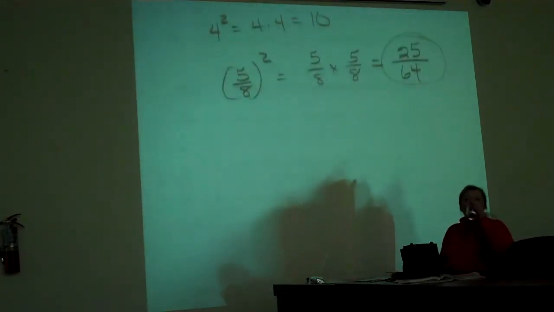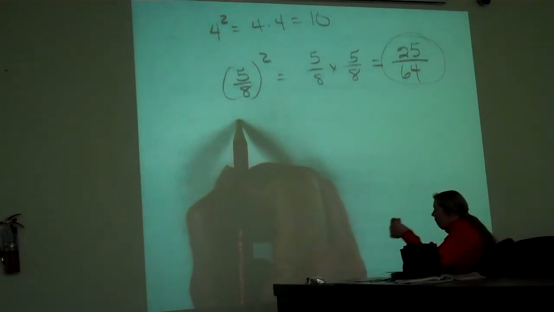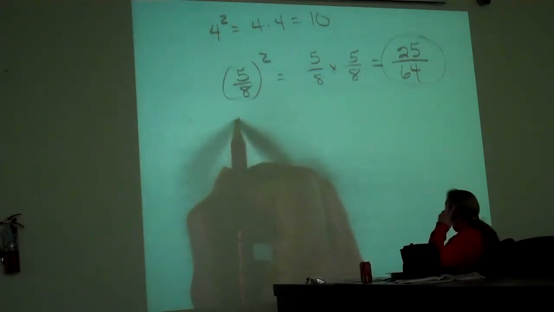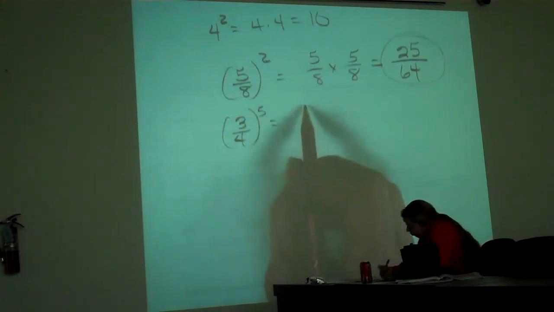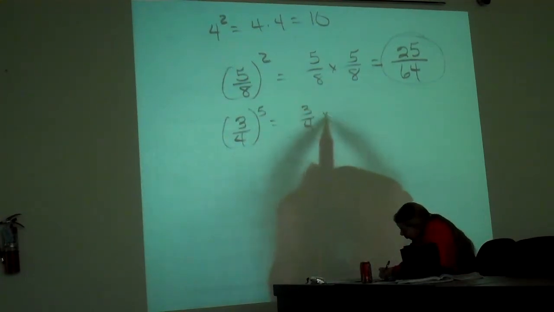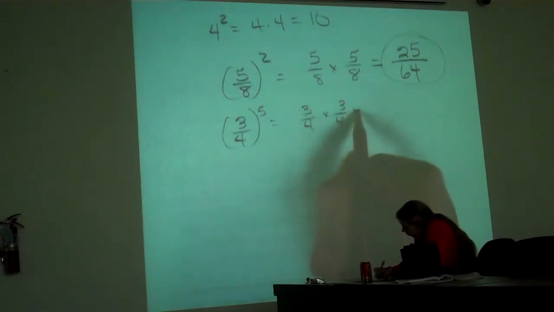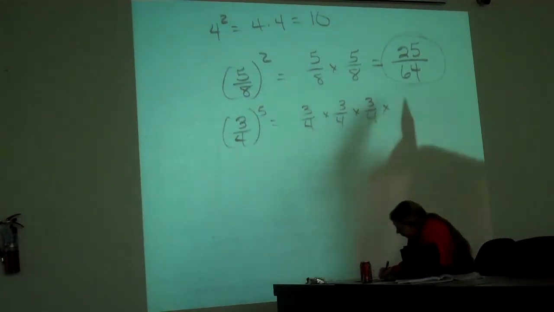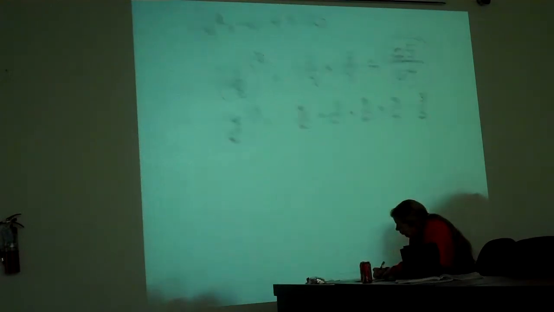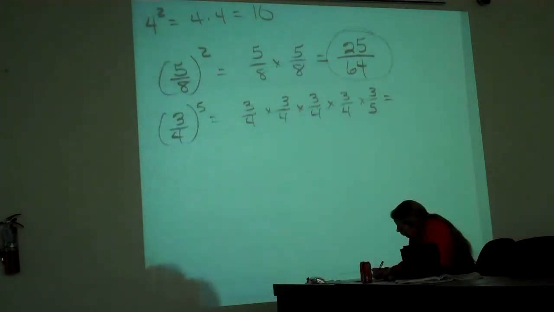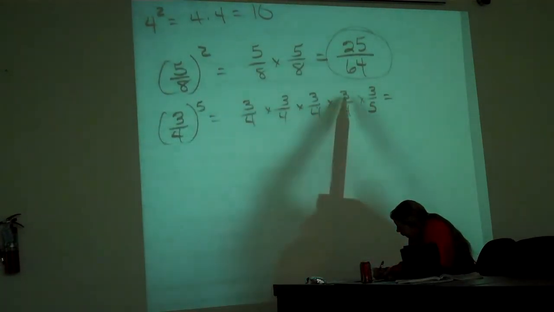How about a 5? Let's do 3/4 to the 5th power. How many times are we doing this? 5 times. You have to write it all 5 times, okay? 1, 2, 3, 4, 5. You're not going to have 3 times 5, are you? That's not going to be 15.